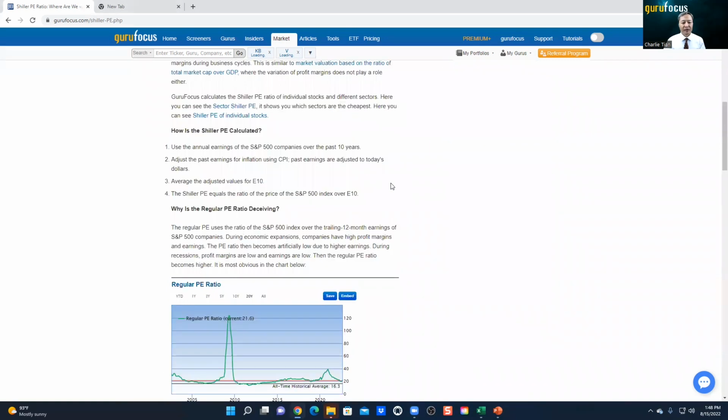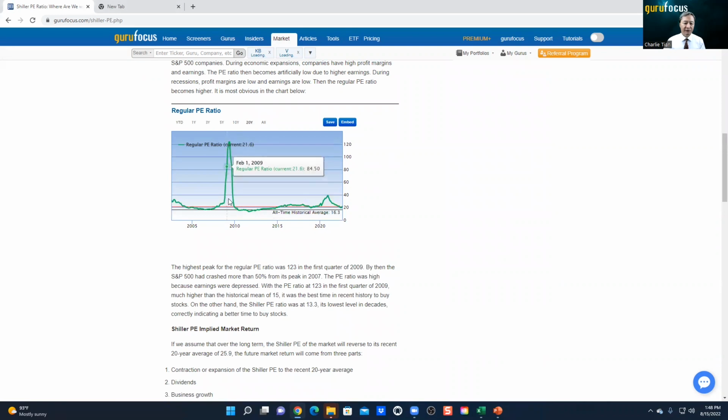For example, during the financial crisis of 2008, we know that the market crashed. The S&P 500 was down more than 50%. But if we look at the regular PE ratio, the PE ratio was extremely high. When the PE ratio is high, you would think that the market was expensive. But actually, no, the market dropped more than 50%. The PE ratio was high because the earnings were low.